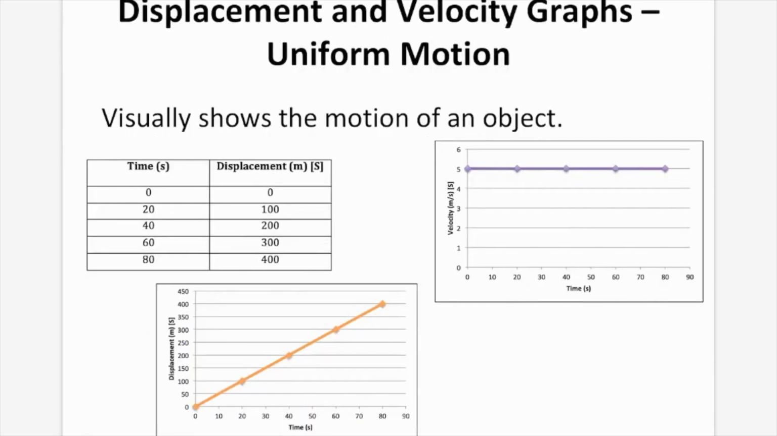Displacement and velocity graphs, uniform motion. These graphs visually show us the motion of an object. For instance, this table, this graph, and this graph all show us the motion of the exact same object at the same time.